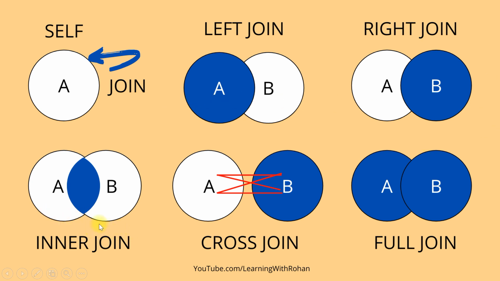So the next one is the inner join. This is one of the most widely used joins. This will ensure that if you have tables A and B, it will bring out only those that are matching records.